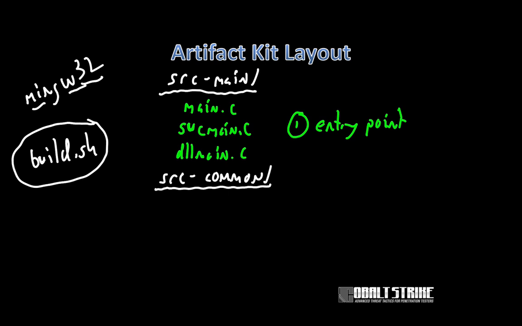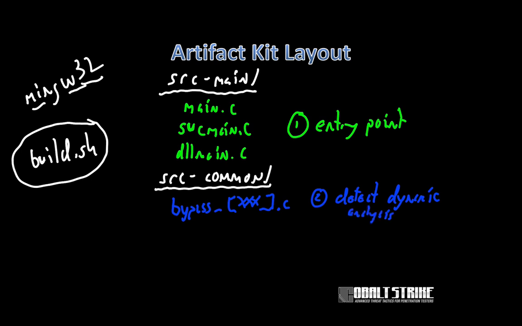The next one we have for each artifact kit option is a C file that is bypass something.c. What this is responsible for is taking steps to defeat the dynamic analysis. So this is where your AV sandbox bypass steps come into play, in this particular file. And there are a few different strategies that are in the artifact kit.